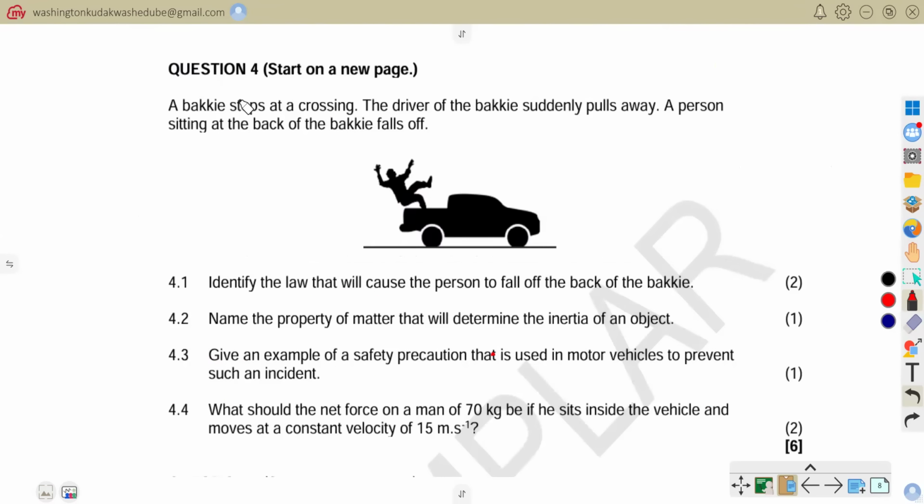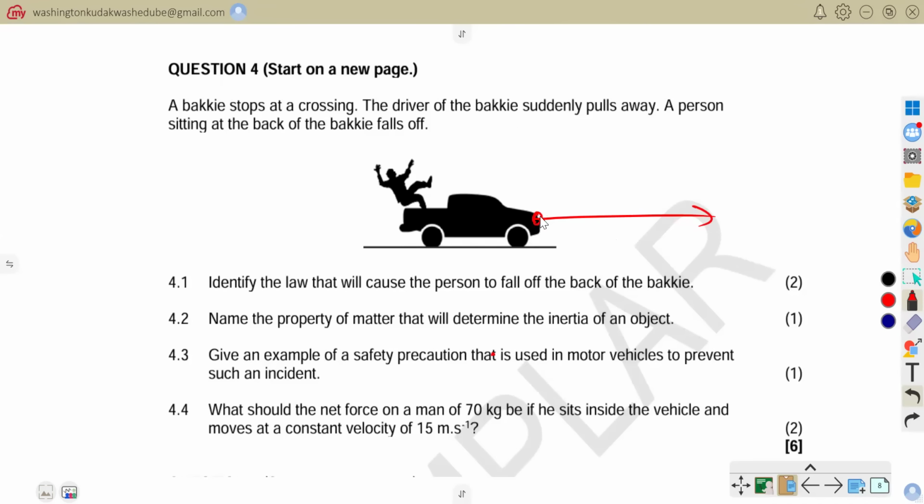Question number 4 is saying a buggy stops at a crossing. The driver of the buggy suddenly pulls away. A person sitting at the back of the buggy falls off. Imagine this car stops and then after stopping, the car actually drives away, or else it just pulls away fast, suddenly, fast.